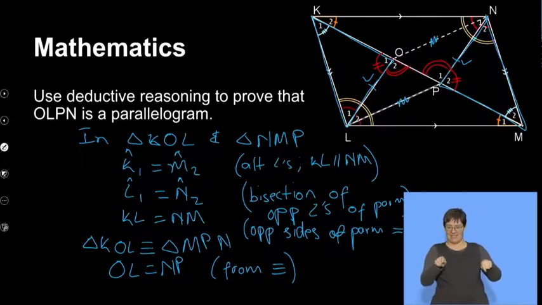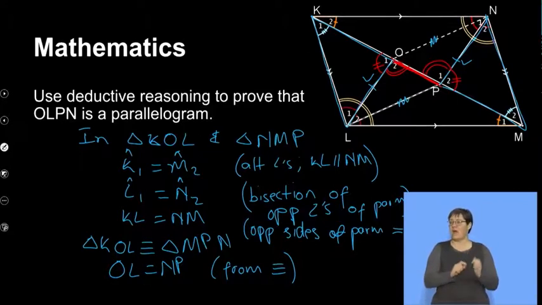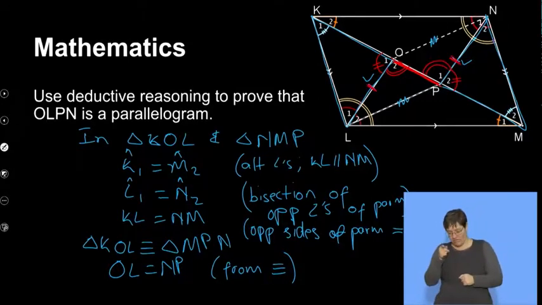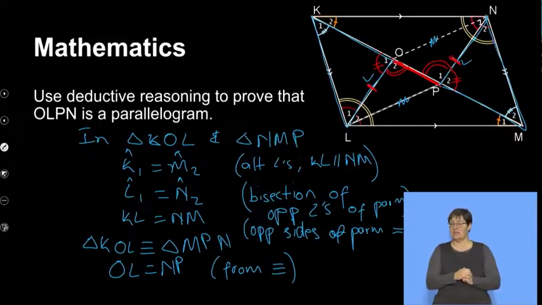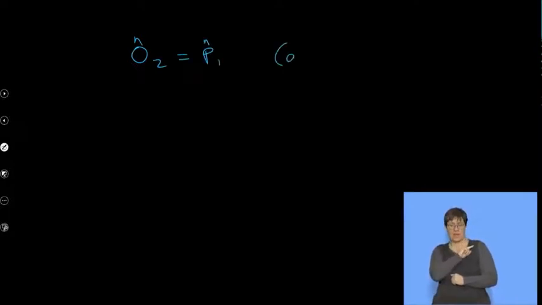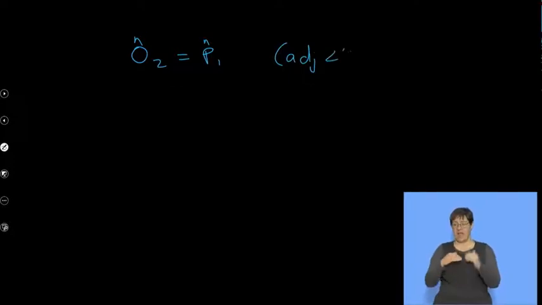I know that this is a common side, and then also the last thing that I know is that this side has been proven to be equal to that side. So now I have side, angle, side. So I'm going to write it down for you to be able to see it. The first thing I said was O2 is equal to P1, and this will be adjacent angles on a straight line, angles on a straight line.